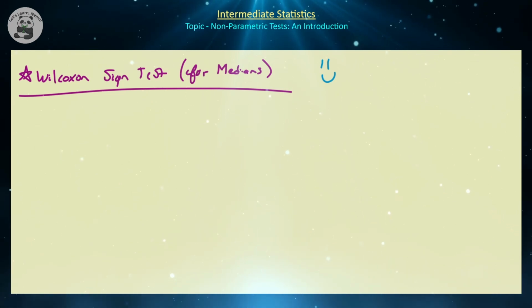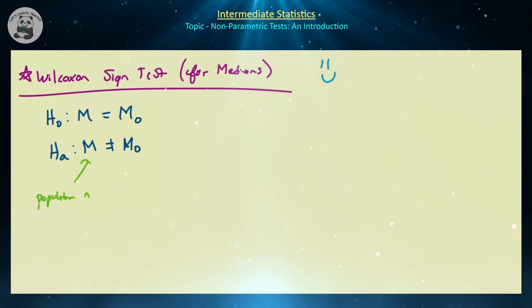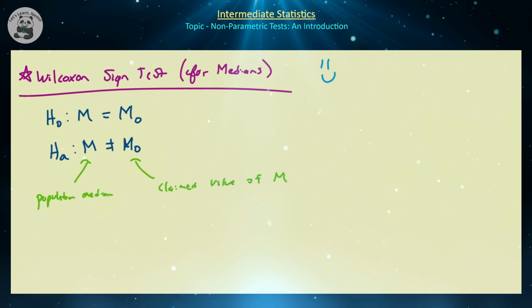The hypothesis that the Wilcoxon sign test for medians tests is the following. Let's assume that somebody claims that the population median is equal to some particular number, and let's assume that we want to test against that with a two-sided alternative that m is not equal to m0. Just in case you didn't catch that, this m is the population median, and m0 is the claim value of that population median. So somebody claims that the median of a population for blood pressure is like 122 millimeters of mercury or something like that.